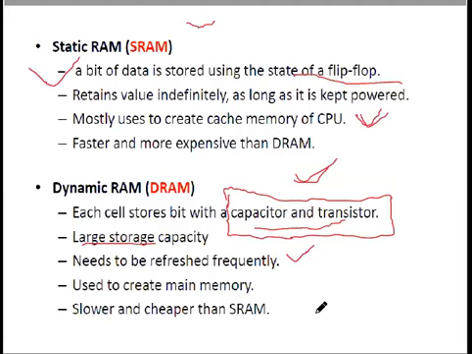Obviously, a capacitor loses charge with respect to time. As time passes, no capacitor is a perfect capacitor. It will always have some leakage, and it will leak some charge with time. So it needs to be refreshed frequently, so it needs a refreshing circuit. All right, so this is the basic difference between a static RAM and a dynamic RAM.